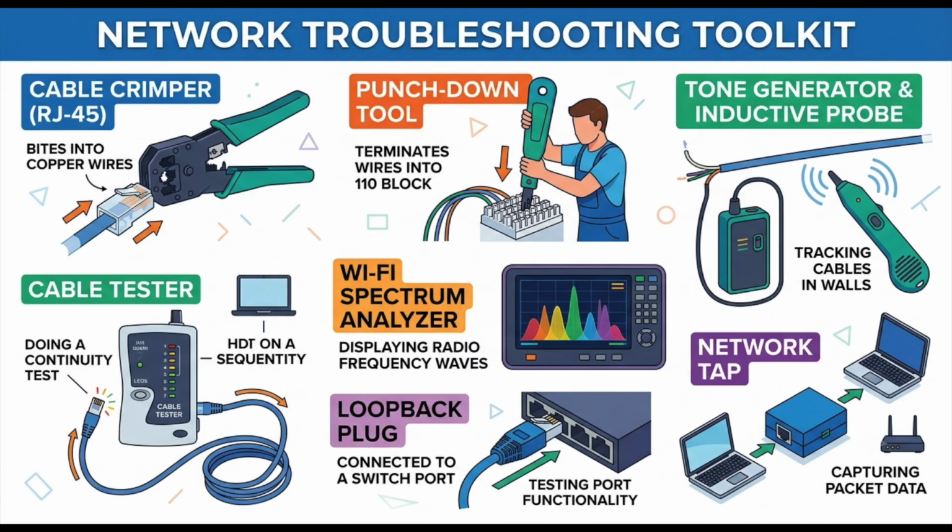Microwave ovens are a classic example. Wait, really? A microwave? Yeah. When you turn on a poorly shielded microwave, it blasts interference across the 2.4 gigahertz spectrum. Cordless landline phones, old baby monitors, Bluetooth devices, even certain types of fluorescent lighting. That's crazy. A spectrum analyzer visually maps these rogue waves, proving that the network infrastructure isn't the problem, the office kitchen is.